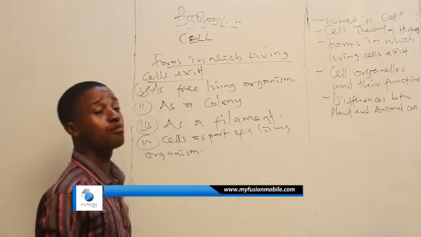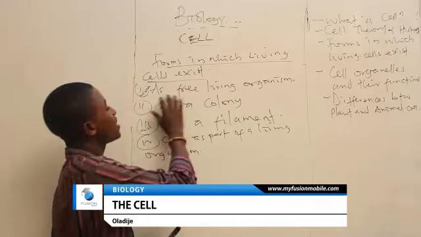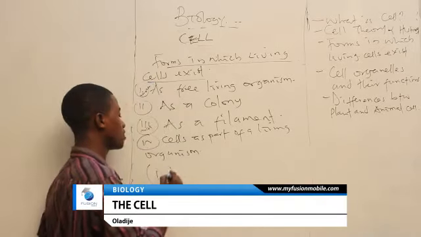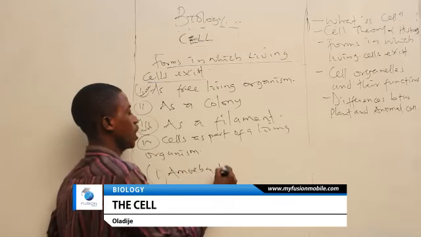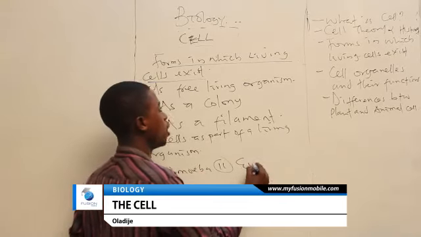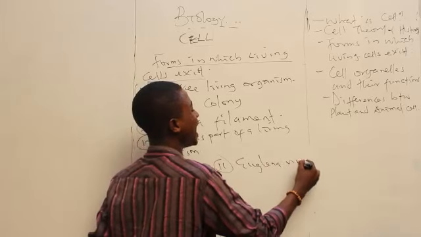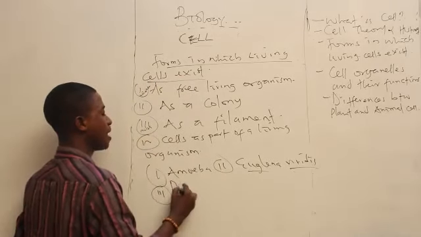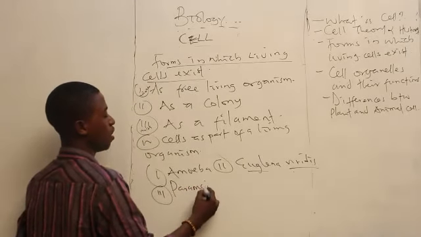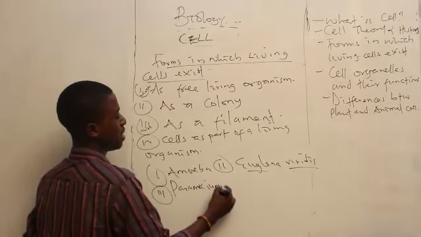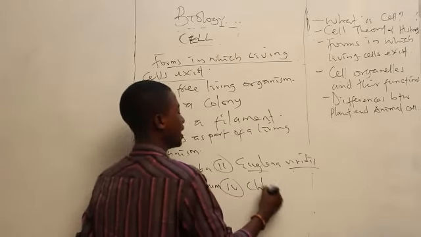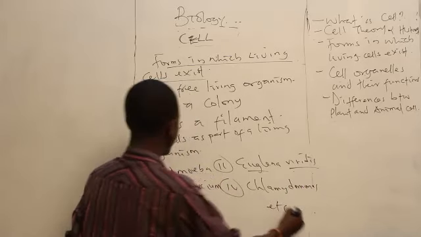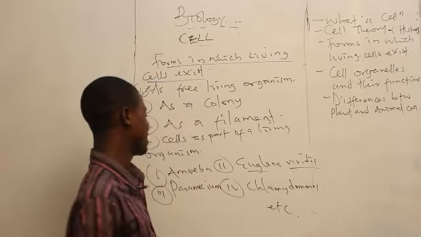So what are examples of organisms that fall into this category? Examples of organisms that are free living. Number 1 is what? Amoeba. Number 2, aside from amoeba, we have Euglena viridis. Aside from Euglena viridis, we have Paramecium. Aside from Paramecium, we have Chlamydomonas, etc. Now let's look at this extensively.